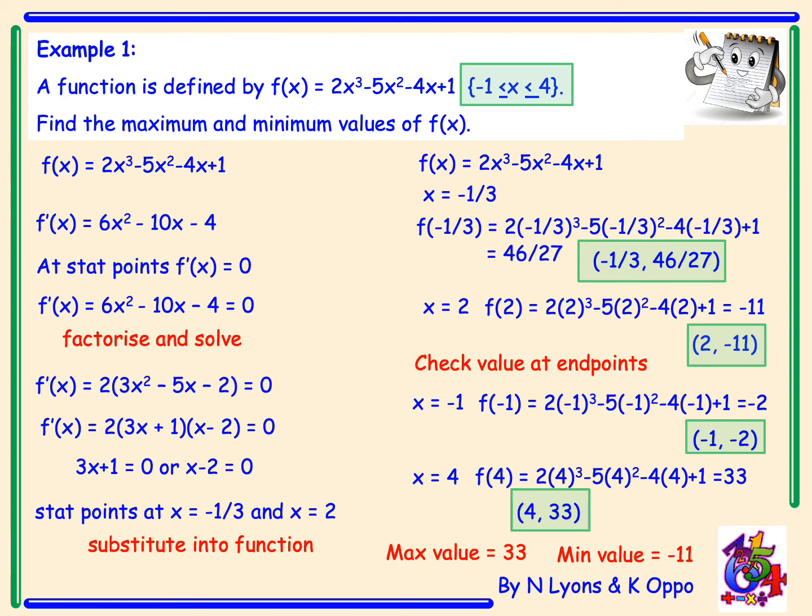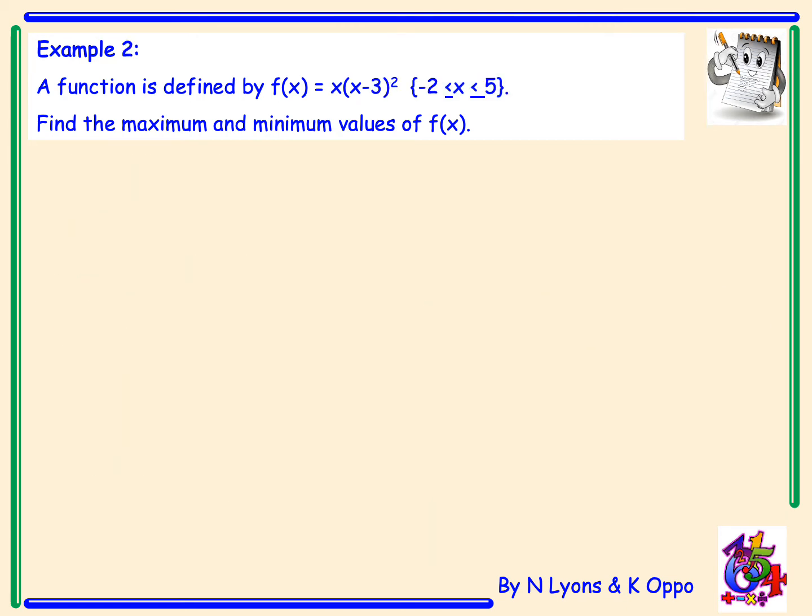Ready for another example now. Example 2. A function is defined by f of x equals x times (x minus 3) squared. This has already been factorised for you, and we want it between minus 2 and 5. So when x is greater than or equal to minus 2 and less than or equal to 5, it says find the maximum and minimum values of this function.